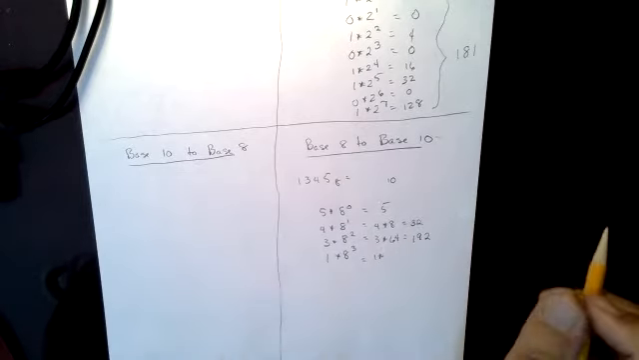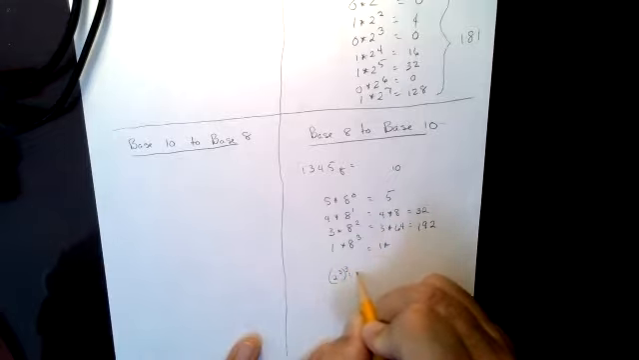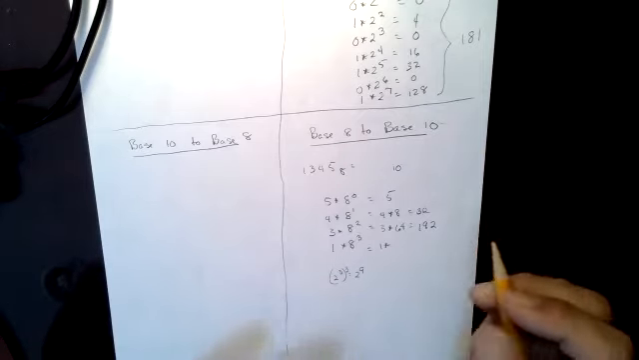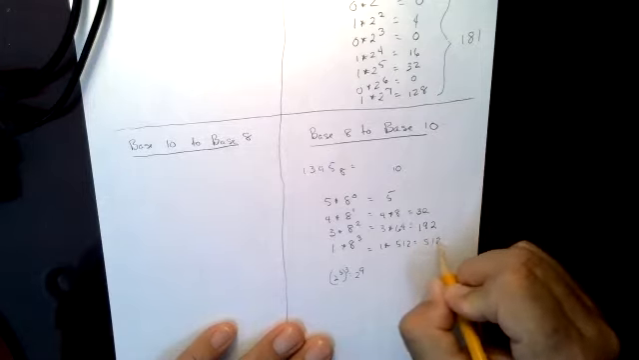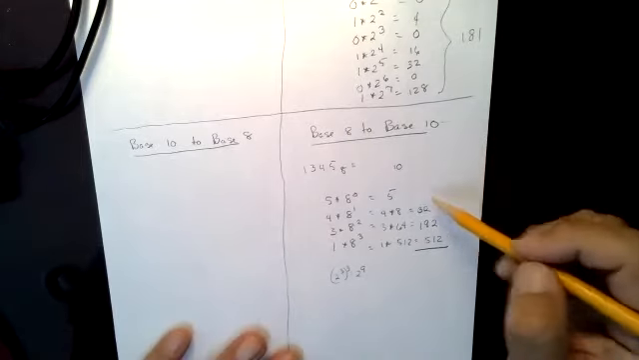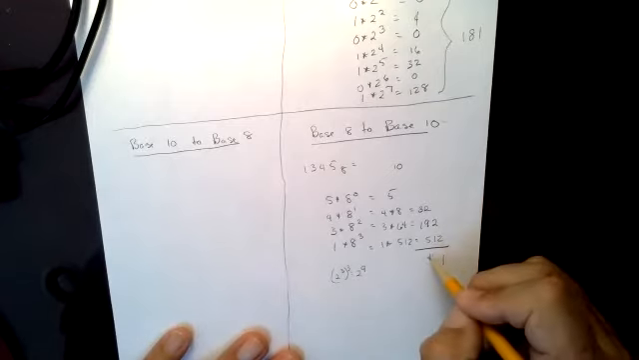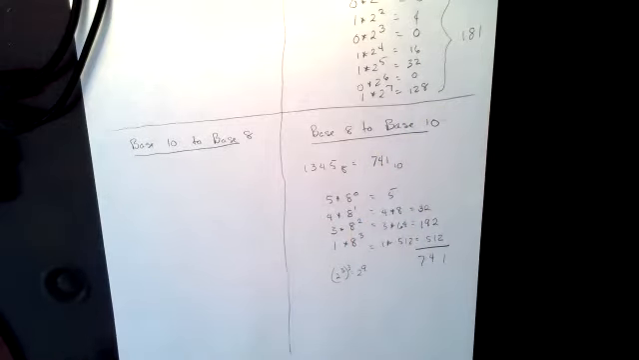1 times 8 to the 3rd power. I'm going to cheat. That's 2 to the 3rd to the 3rd, which is 2 to the 9th. I know 2 to the 10th is 1024, so this is 512. Add them up. 5 and 2 and 2, that's 9. That's 11. Carry 1. 14, carry 1. I get 741 in base 10.